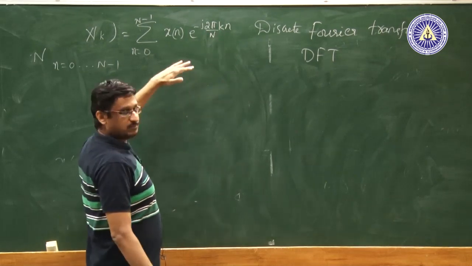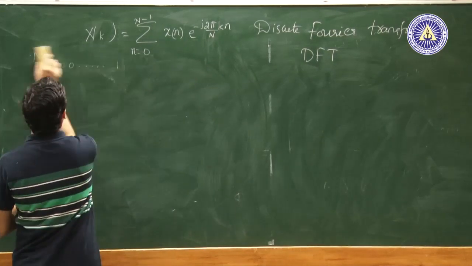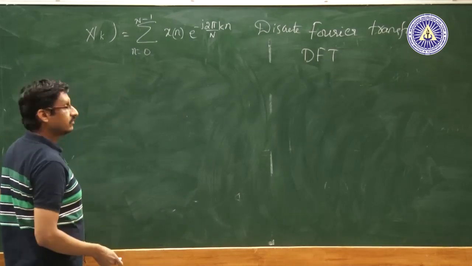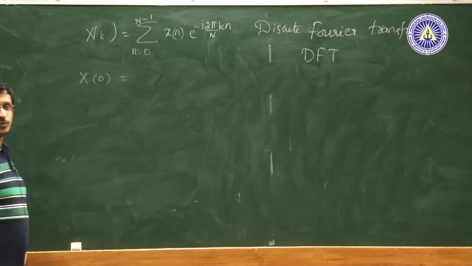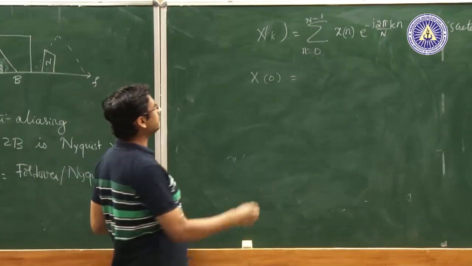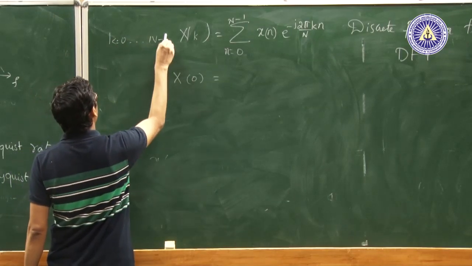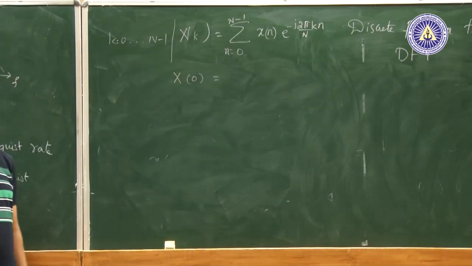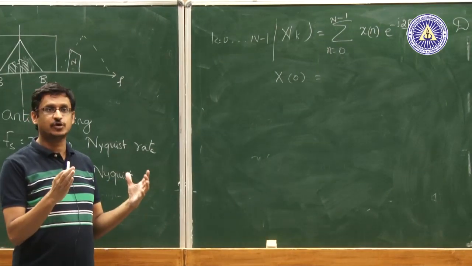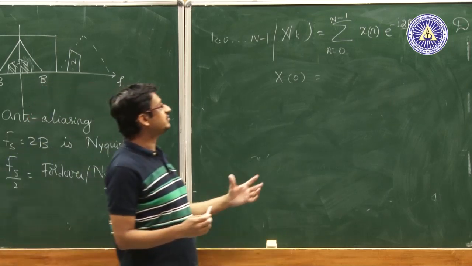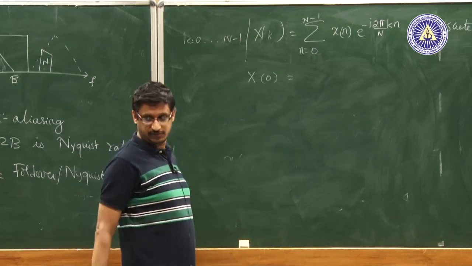But another way of interpreting this is, for example, let us look at what is x of 0. What would be x of 0, and the range of k is also the same as n. So, both k and n go over the same range, k equals 0 to N minus 1, n equals 0 to N minus 1. What this has done is to take a finite set of values of x of n and give you a finite set of values x of k.